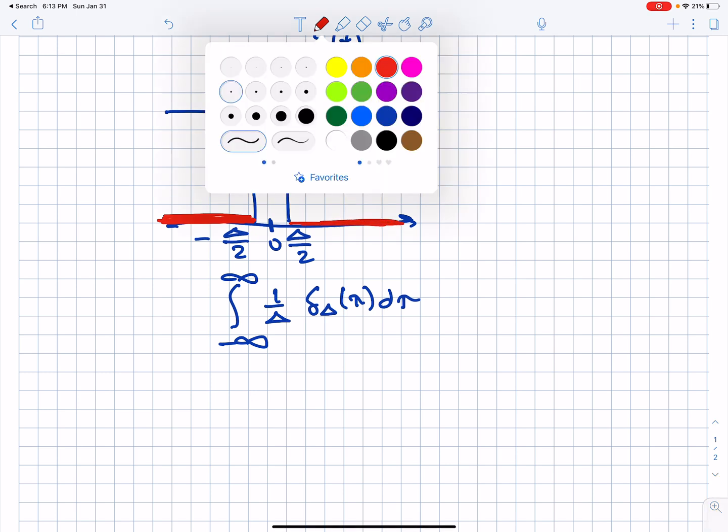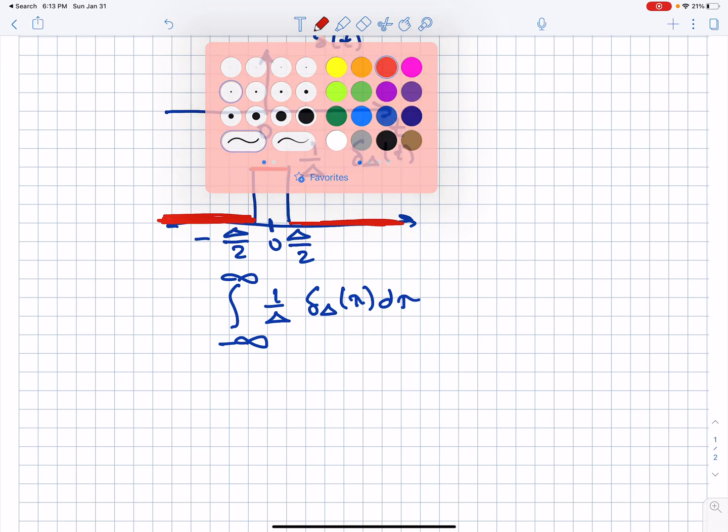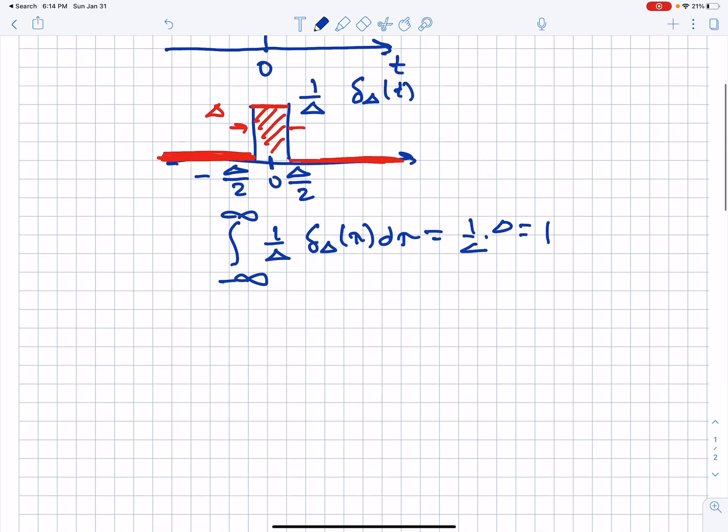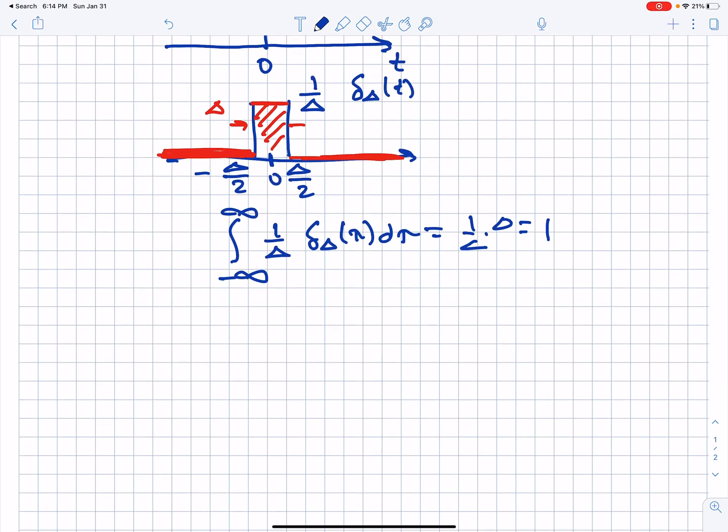Okay, so the area would be the area trapped underneath the curve here. So the width is delta, and the height is 1 over delta. So the area trapped under the curve would be 1 over delta times delta, which is 1. Okay, so now use your imagination. What would happen if you took the limit as delta shrinks down to 0 of delta of t? Okay, you would get something that starts to be infinitely high, but yet the area underneath the curve is 1.